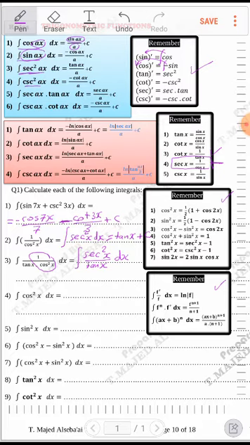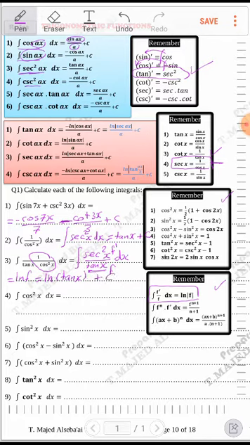Now, I need you to notice that from this rule, the differentiation of tan is sec squared. So this is f dash and this is f. According to this rule, the integration of f dash over f is ln f. So the answer here is going to be ln f. What is the f in this question? It is tan x. So it is ln tan x plus c.